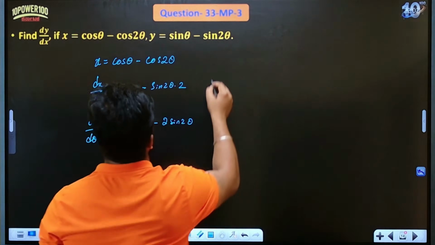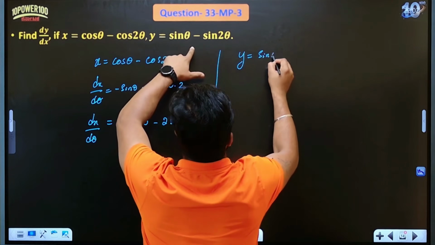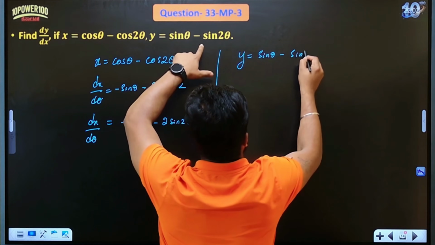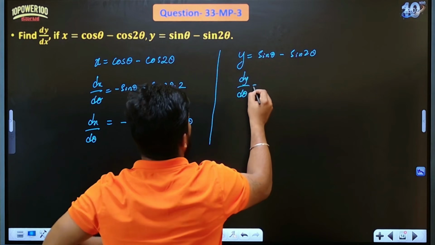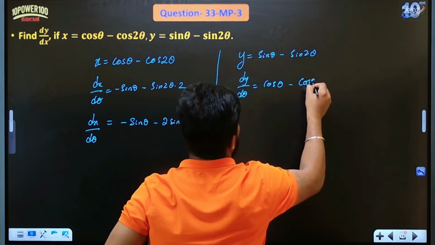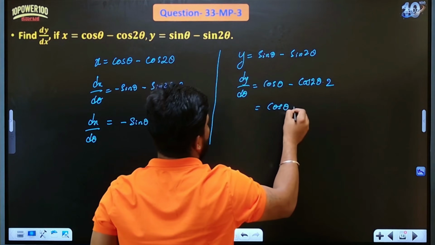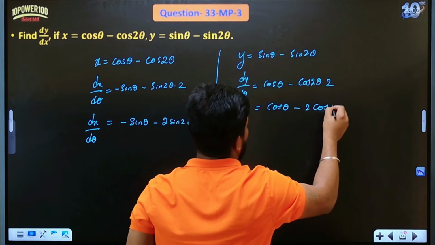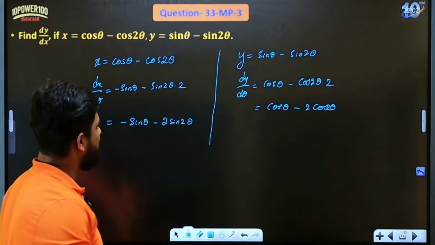Okay, this is the other one. So y is equal to sin theta minus sin 2 theta. So dy by d theta is equal to cos theta minus cos 2 theta into 2. So this becomes cos theta minus 2 cos 2 theta. So now if we write this by this, that is more than enough.